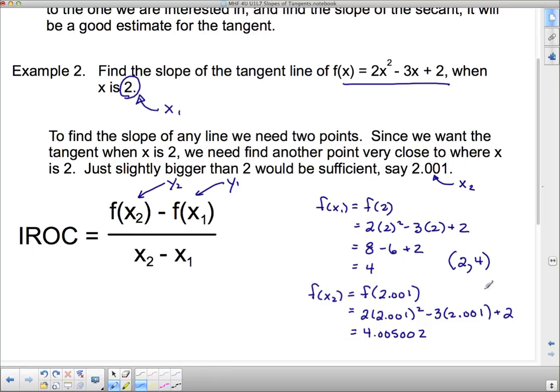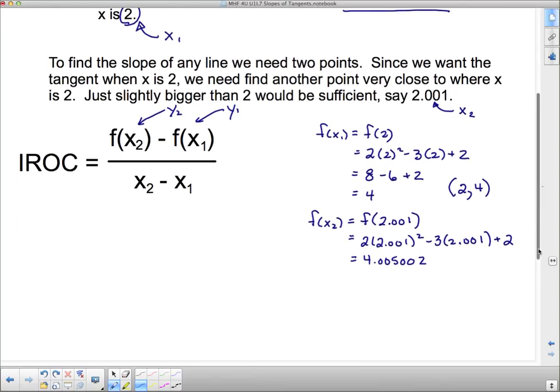And I want to point out that I made a little correction while I was on pause here. This I had put in as 2 before. It should be 2.001. So please make that correction as well if you didn't notice that I'd made it. So now we're going to plug this in because I have my second point. The second point that I'm going to use is (2.001, 4.005002).